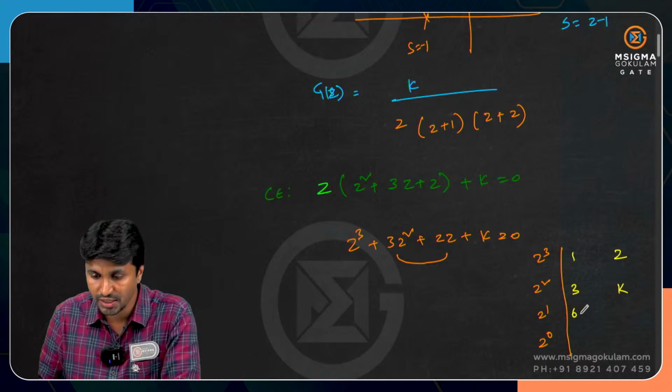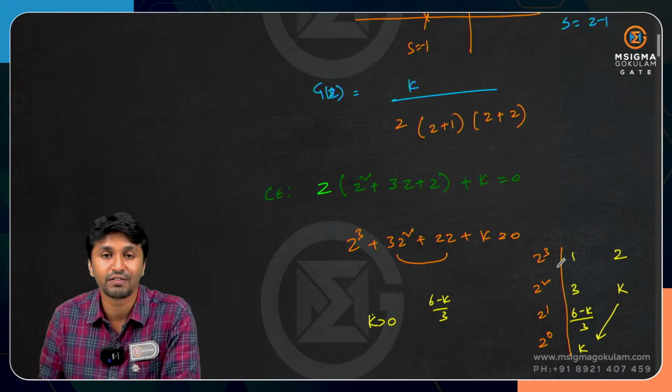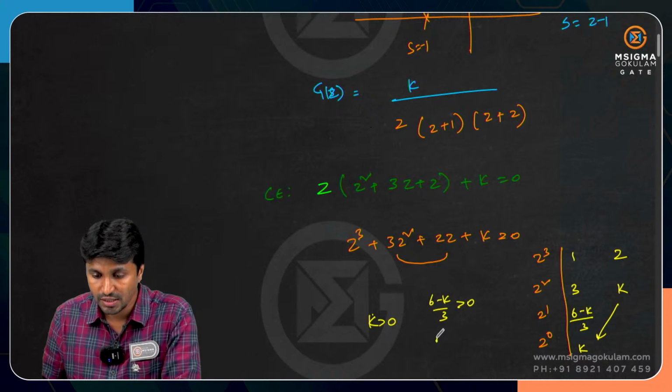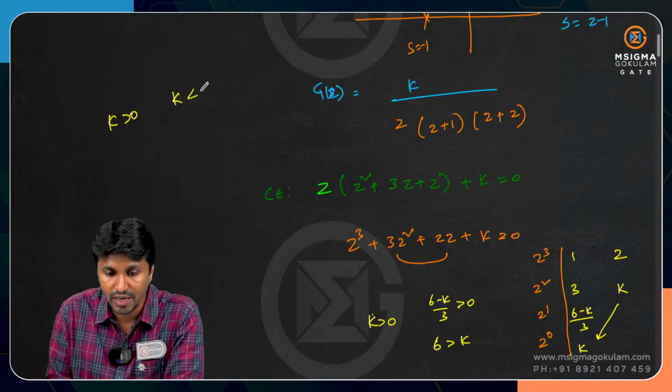So therefore 6 minus k divided by 3, and this is directly copied here. For the system to be stable, k should be greater than 0, and (6 minus k) by 3 should be positive. All the elements in the first column should have the same sign. So 6 minus k should be positive. If I send this minus k to the other side, you can clearly see that k should be greater than 0 and k should be less than 6, right?